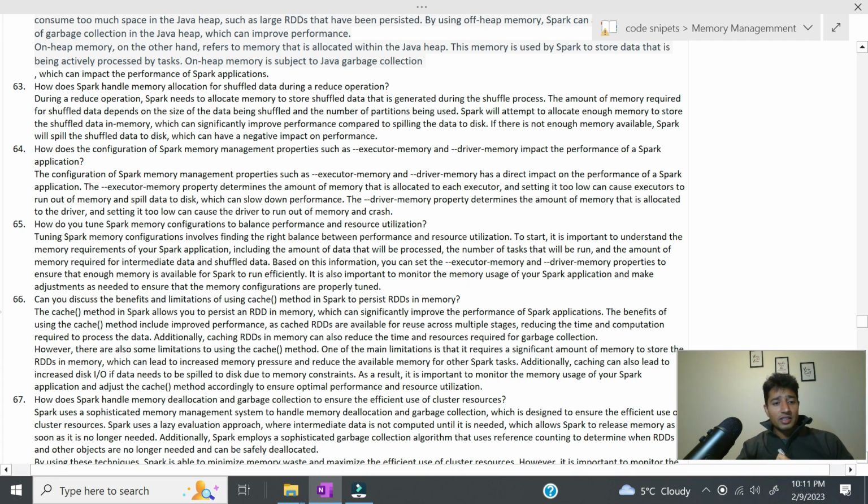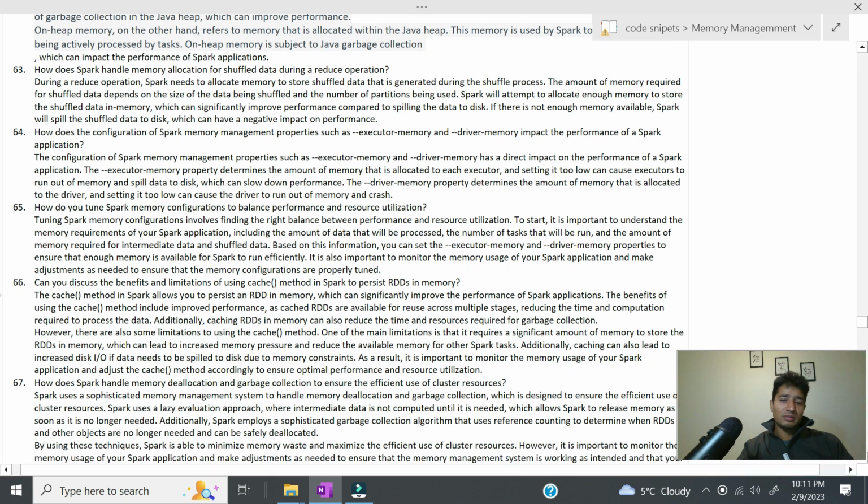So the configuration of Spark memory management, such as executor memory and driver memory, has a direct impact on the performance. The executor memory property determines the amount of memory allocated to each executor, and setting it too low can cause the executor to run out of memory and spill data to disk, which will slow down the performance. The driver memory property determines the amount of memory that is allocated to the driver, and setting it too low can cause the driver to run out of memory and crash, right? So important thing, fine tune it.